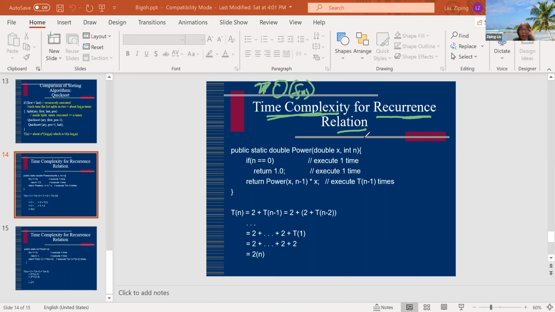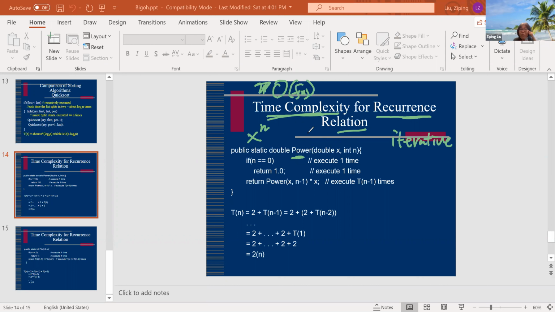So for this kind, how do we find out? There is a way to do it. In math, you may also learn this kind of analysis called recurrence analysis. So let's take a look. The power calculation, x to the n, is it? And of course, you can write it in an iterative way, is it?